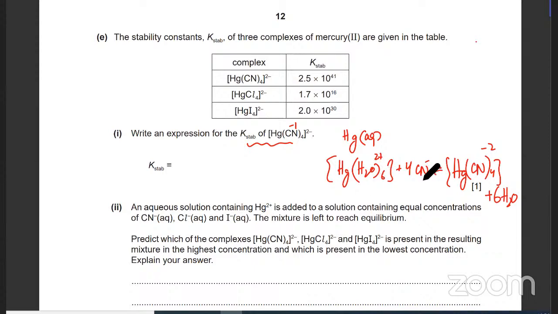But the expression doesn't really matter, because if you write products over reactants, water is in excess because everything is an aqueous solution. So water is in excess, so its concentration is a constant, so you don't write it in the expression. So it's going to be Hg(CN)4, that's your product.